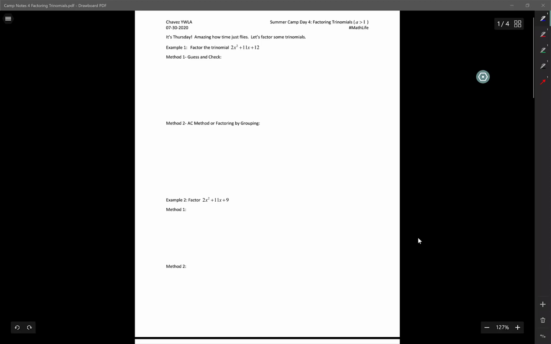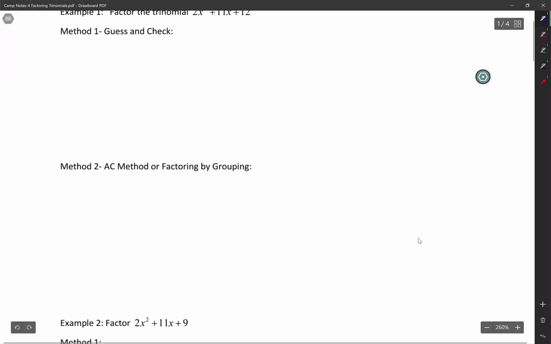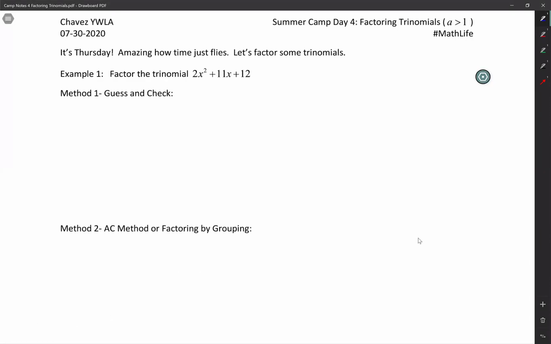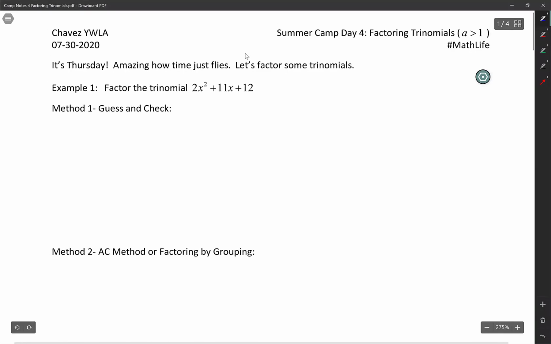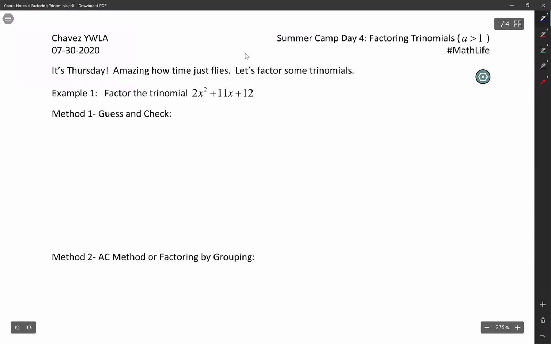All right, let's get started. So there's two methods to factoring. So we have this trinomial, and method one, the guess and check, works best whenever there's only one way to get a product. So what I mean is ax squared plus bx plus c.